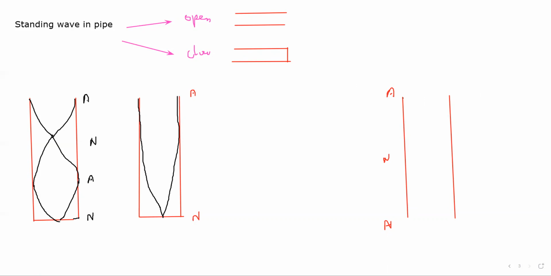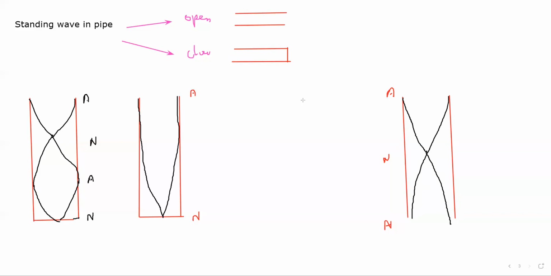So if you have antinode for both ends, antinode means maximum amplitude and node means minimum amplitude. So you can have a pattern like this. This is one possibility. Then what is the other possibility?